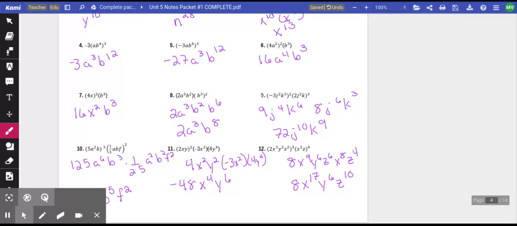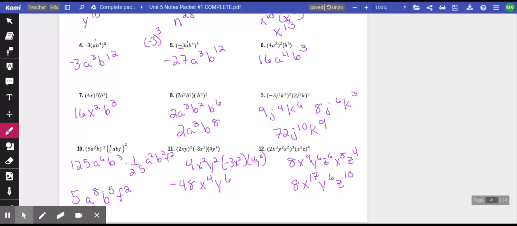Okay, welcome back. So number 4, the -3 is outside the parentheses, so that is not getting the exponent of 3. So the exponent of 3 on the outside gets multiplied by the a, which is to the 1, so 1 times 3 is 3, and 4 times 3 is 12. Here, the -3 is inside the parentheses, so I did (-3)³ on my calculator, which gives me -27. Again, a has an exponent of 1. 1 times 3 is 3. 4 times 3 is 12. So it's a³ b to the 12th.